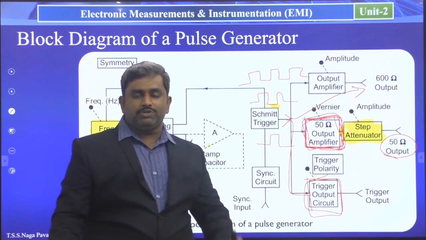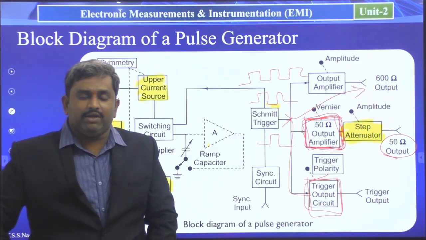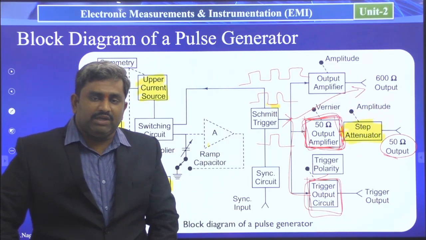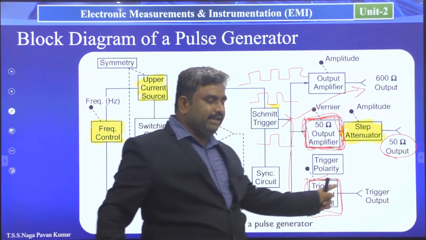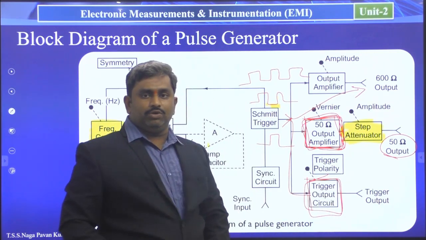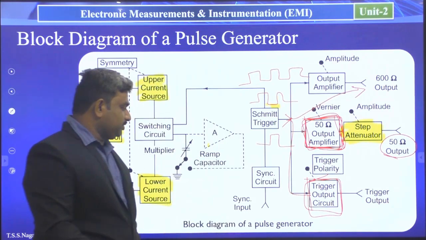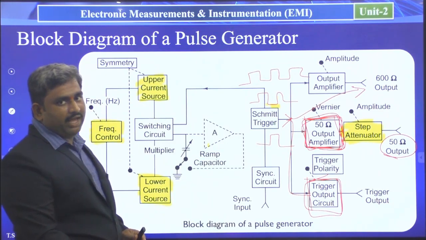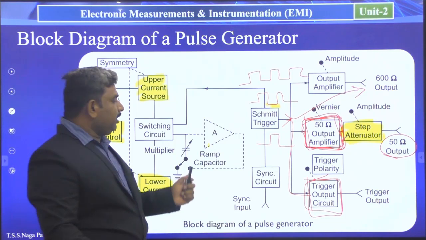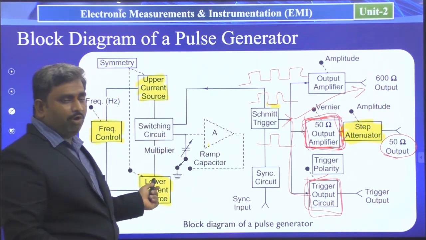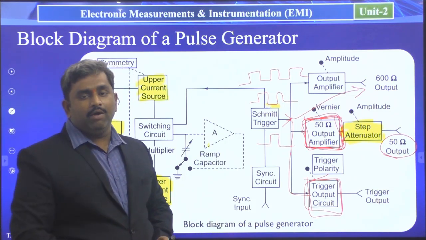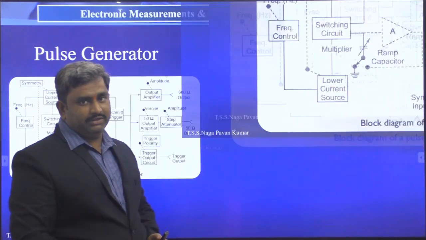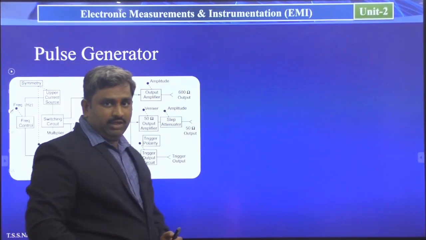At the triggering output circuit, we have the positive and negative polarity. Based on the polarity, we are selecting here by using the triggering polarity knob. We will get the triggering output. So this is the total block diagram explanation. Now let us see the upper and lower constant current sources, how they will produce a square wave based on our requirement time periods. That we will see in the next slide.